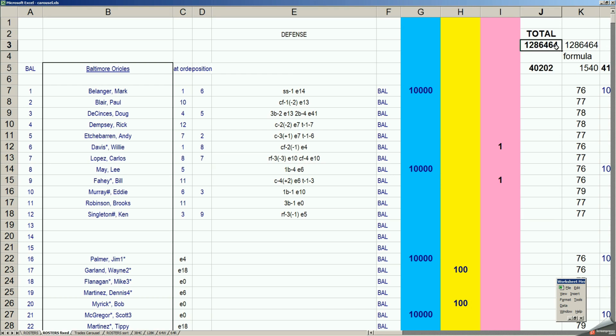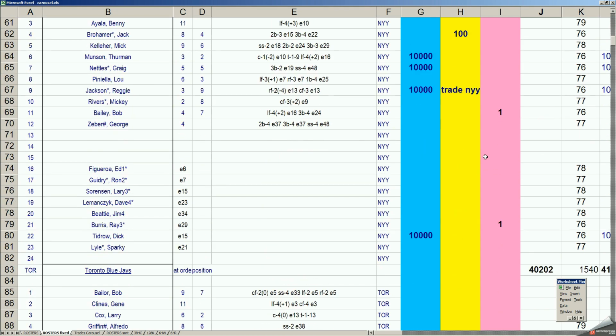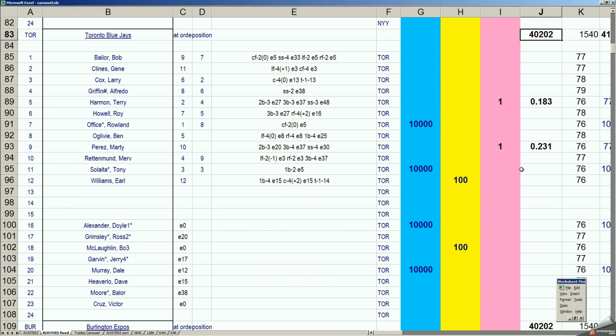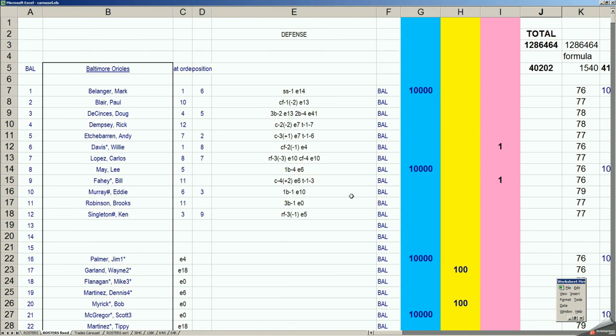128, 64, 64. So I did the carousel, and I got everybody at 40202. You see Baltimore's there. You see Boston's here. The Yankees, Toronto, etc. So that was done through a series of trades, and that's what the next tab will be about. And I will go through these trades that happened after the season ends before the next draft begins.